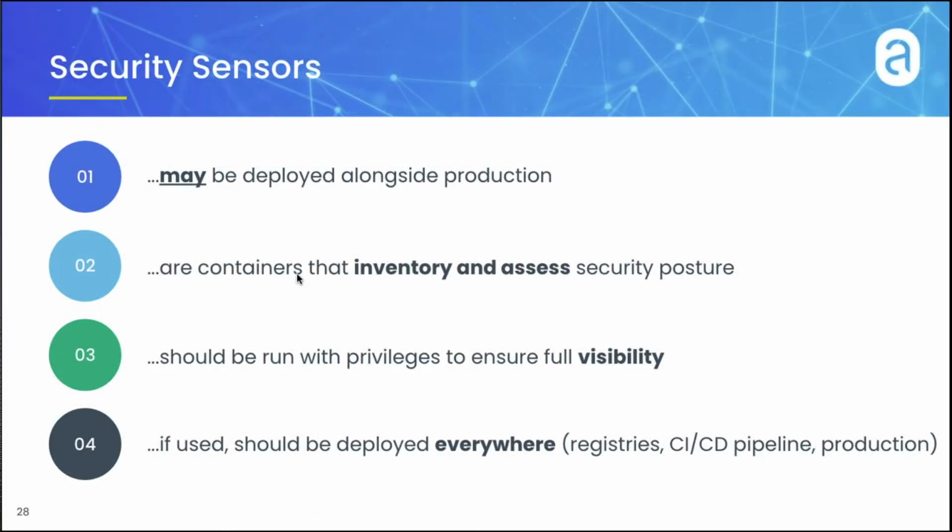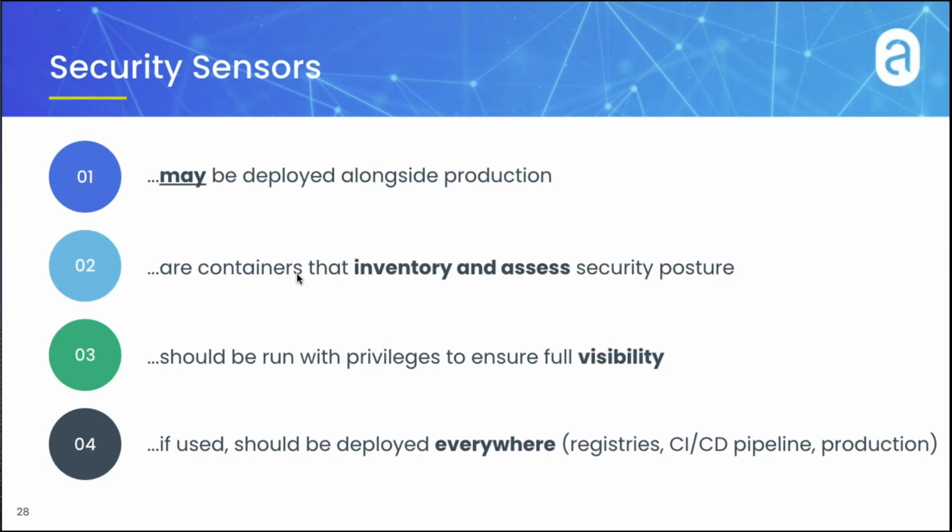Awesome. Okay, so now we're going to dive into the second half of security requirements. So, security sensors. This is something that FedRAMP included within their guide. There are four key points here. One, they may be deployed alongside production. They're broad in what they mean in terms of what asset you could deploy alongside production. It could be an agent, it could be a pod running in your cluster. But the main point is that it needs to be able to inventory and assess the security posture of your images that are currently running in your Kubernetes clusters.